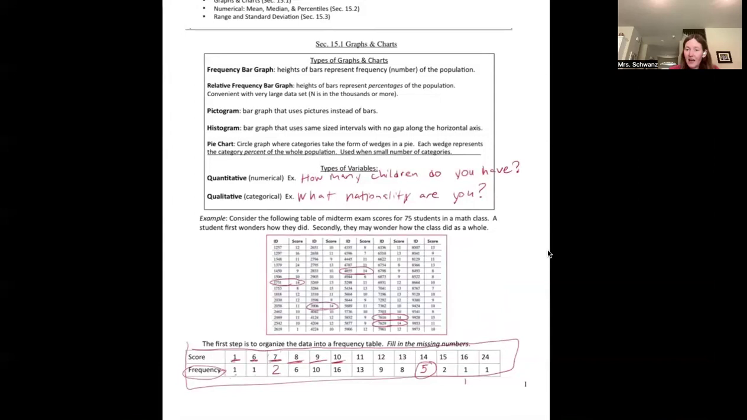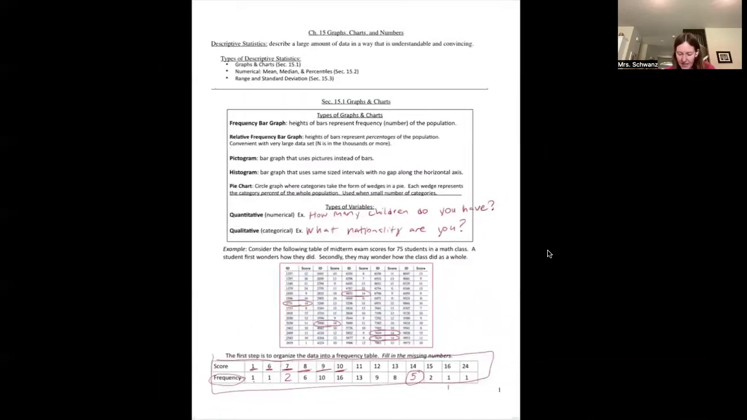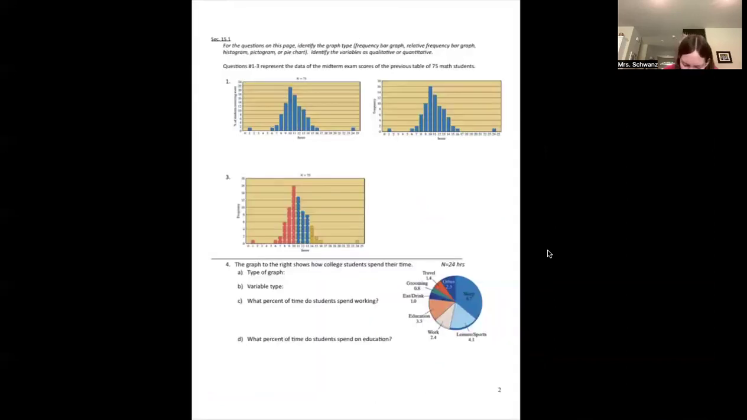So the frequency is the height of the rectangle, and at the bottom of the rectangle, it shows the score that they're talking about. So that's how we would make a bar graph. And so I believe, oh yeah, that's what they've done here.